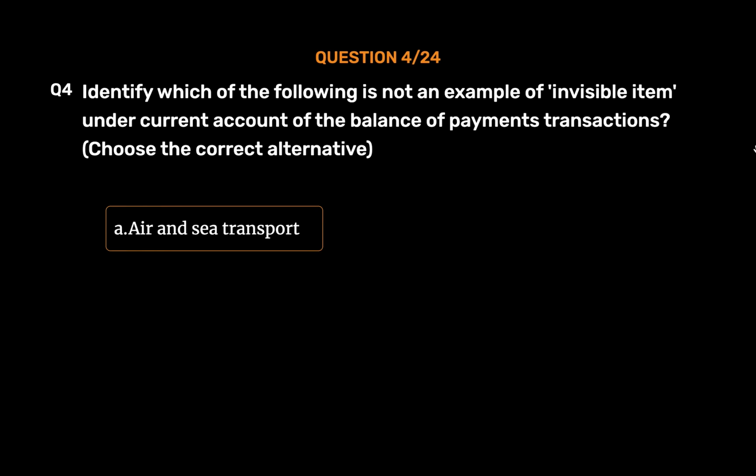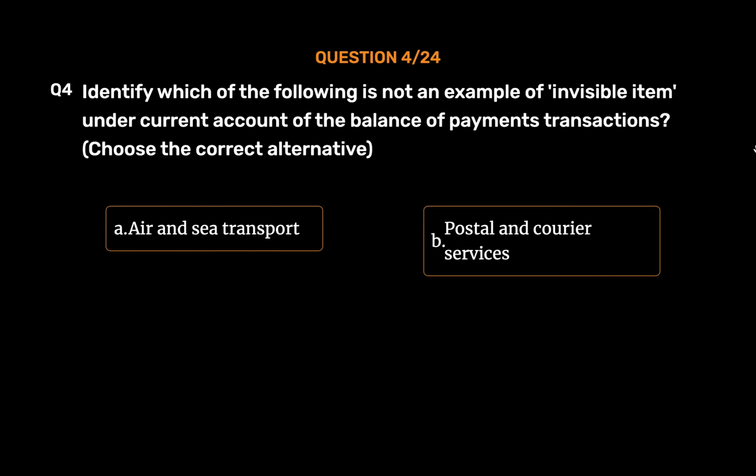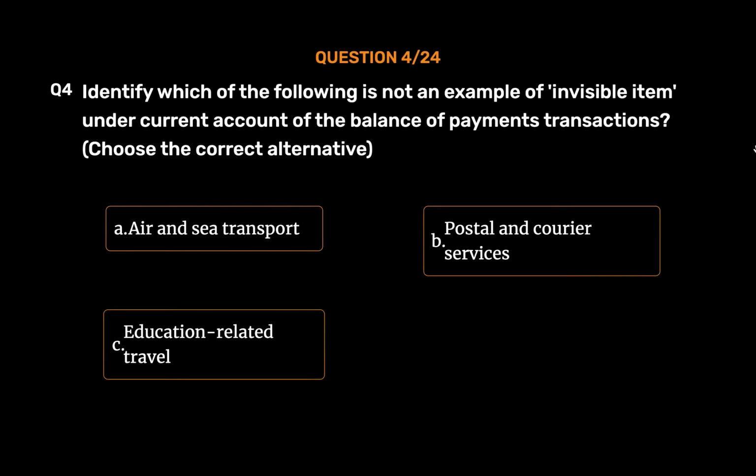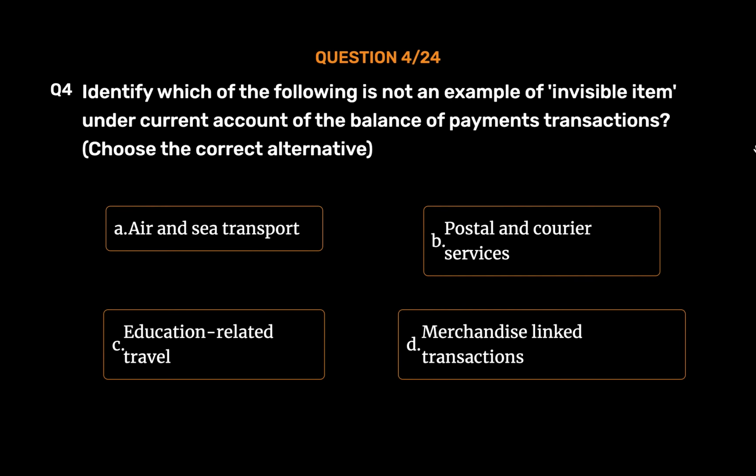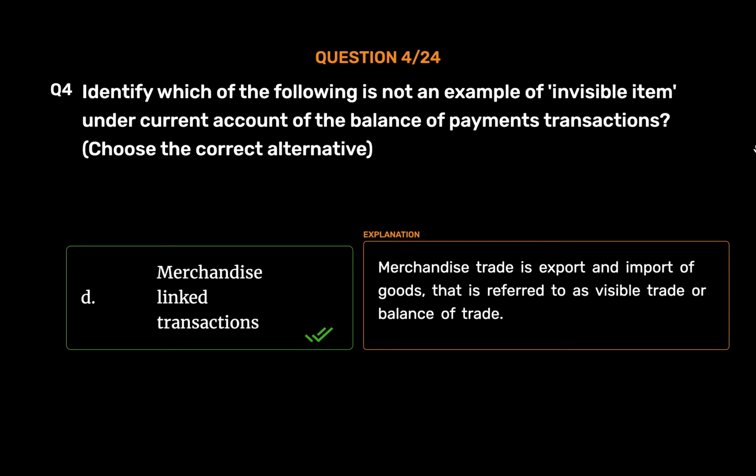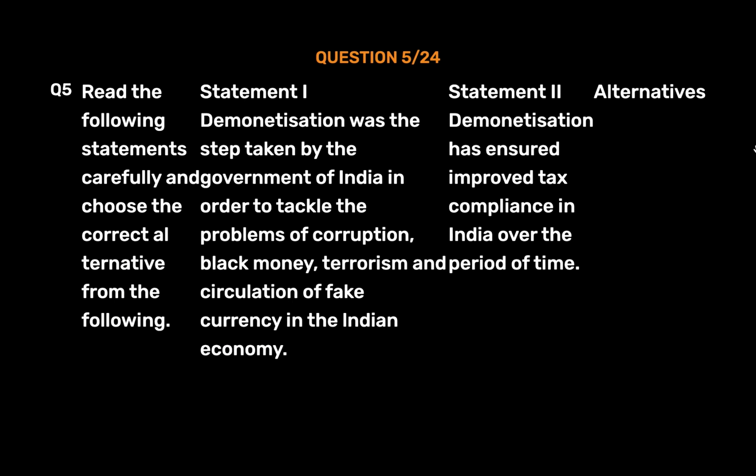Option A. Air and sea transport. Option B. Postal and courier services. Option C. Education-related travel. Option D. Merchandise-linked transactions. The correct answer is Option D. Merchandise-linked transactions. Merchandise trade is export and import of goods, that is referred to as visible trade or balance of trade. Question number 5. Read the following statements carefully and choose the correct alternative from the following.